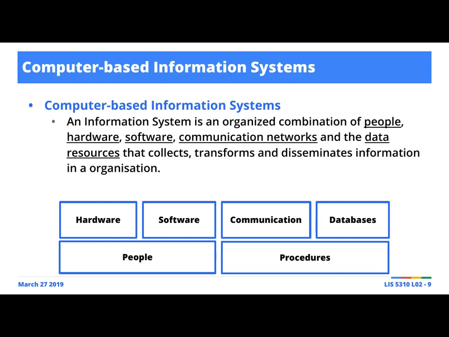You typically have data resources. So the things that you are manipulating need to be stored somewhere. Like in the case of Moodle, the messages that people send using Moodle are stored somewhere. It's data, a database, right? A relational database management system. So all those fall under the category of data resources, right? So using all these five elements, we're saying we're able to collect, process, and disseminate information in an organization, right?